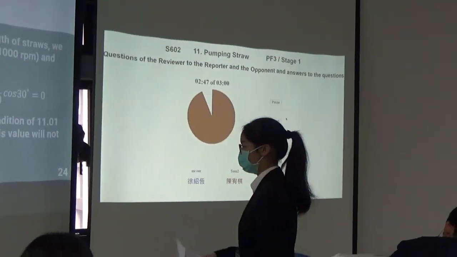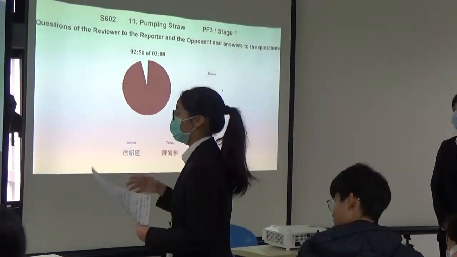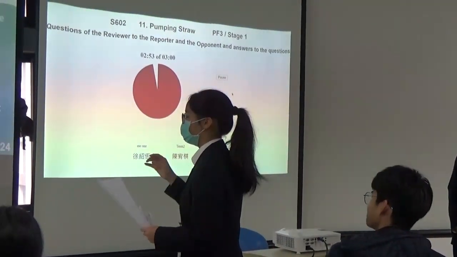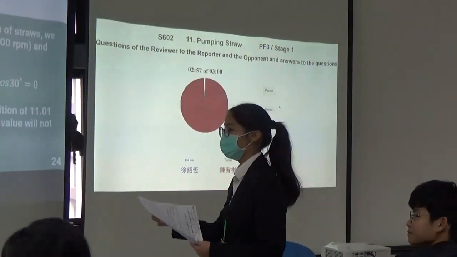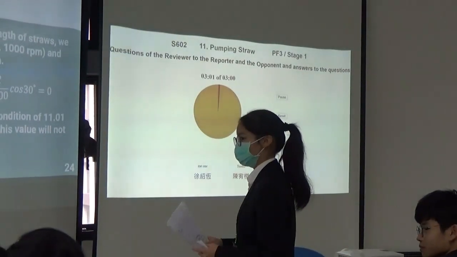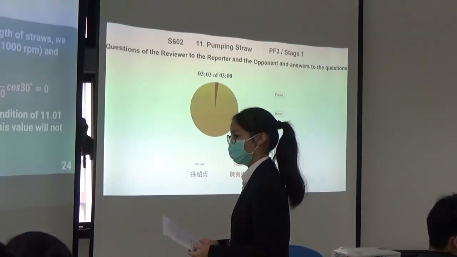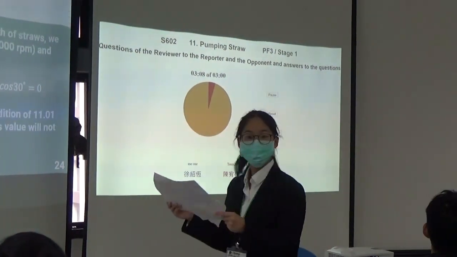Affect the phenomenon. Like you say that the length of the straw will have the boundary condition, but when the radius of rotation increases, the centrifugal force will also increase, so they won't make the boundary condition, right? Yes, I agree with you. Okay, so the time is up. Thank you.